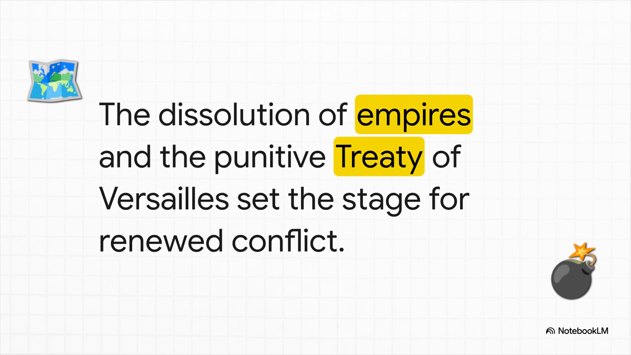Now, the international community tried to prevent future conflicts by establishing the League of Nations in 1920. The whole goal was collective security and peaceful arbitration. But despite a lot of strong pacifist sentiment globally, the League notoriously lacked its own armed forces to actually enforce any of its resolutions. So the peace settlements ended up laying the direct groundwork for massive future resentment.